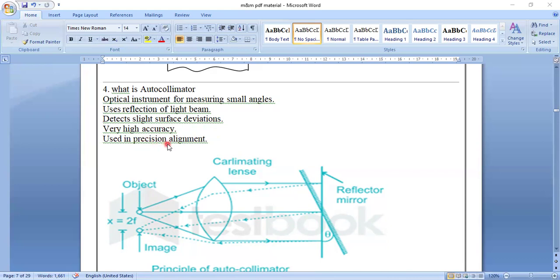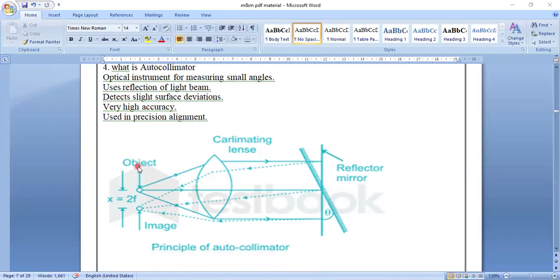They have very high accuracy, because we are using optical measurement. Light is used for measuring the angle. It is also used in precision alignments. You can see that a precision alignment should be done here.